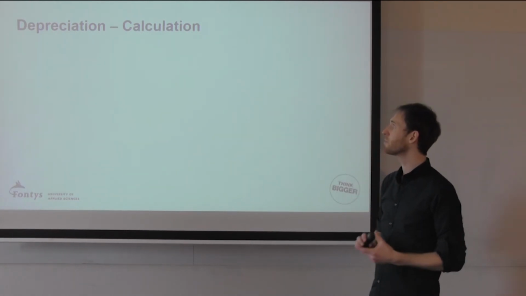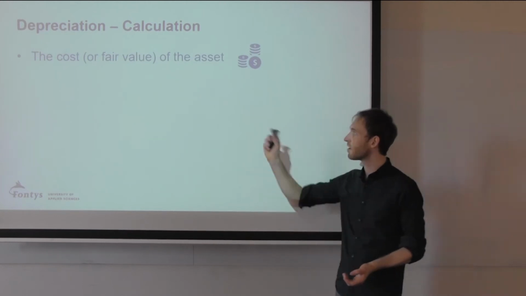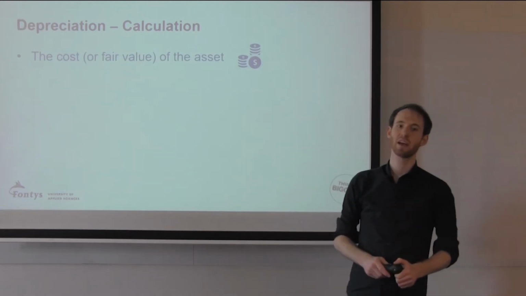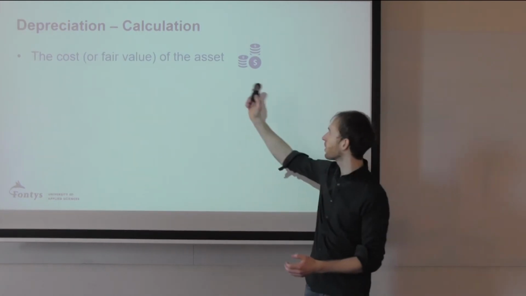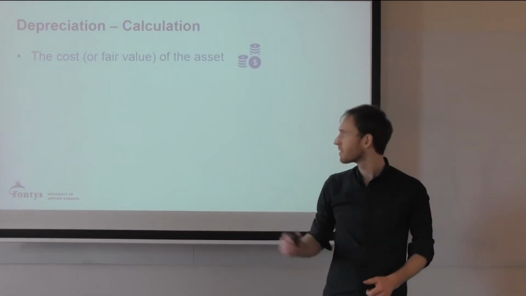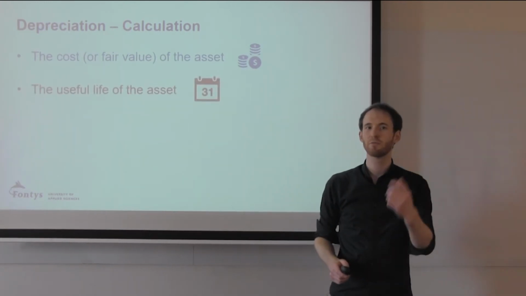So then the question is, how do we calculate depreciation? And that's also quite easy. The first thing we need is the cost, also called fair value of the asset. Regarding the smartphone, it was 500 euros. So that's the cost of the asset. Then we look at the useful life. So how many years do you use it? For a smartphone, let's say 4 or 5 years.